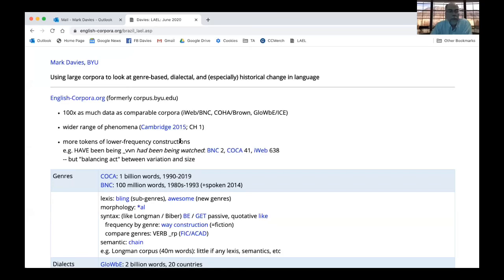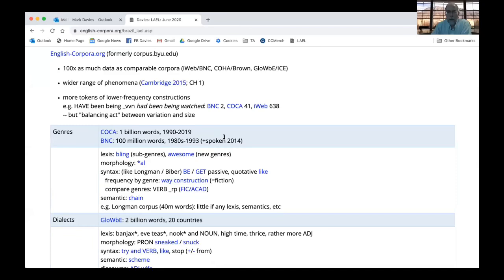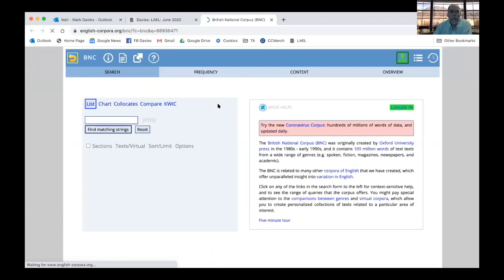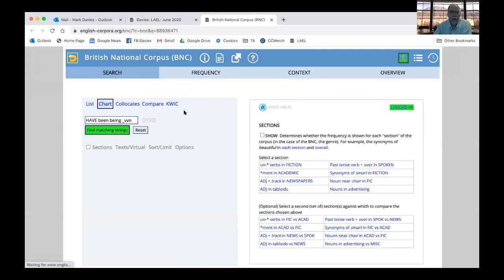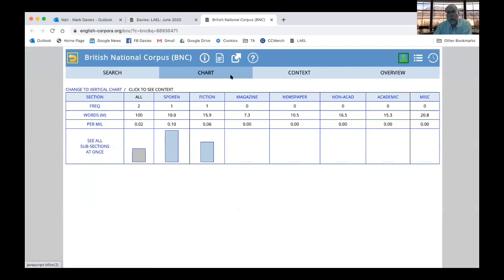Just to give you a real quick example of this, and then we'll jump into looking at variation. There's this interesting construction in English where it's the perfect plus the progressive plus the passive. So for example, he had been being watched. If you look that up, for example, in the British National Corpus, a million words, it says that there are two tokens for this. So two tokens, not a whole lot you can do.